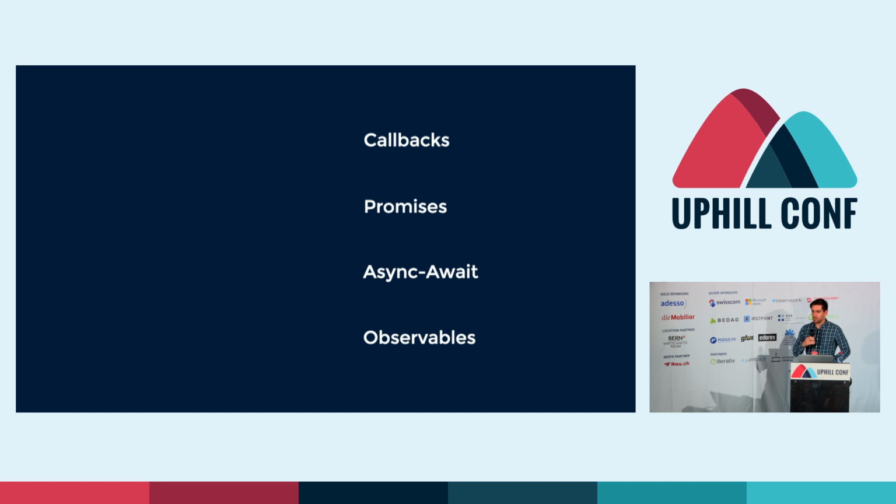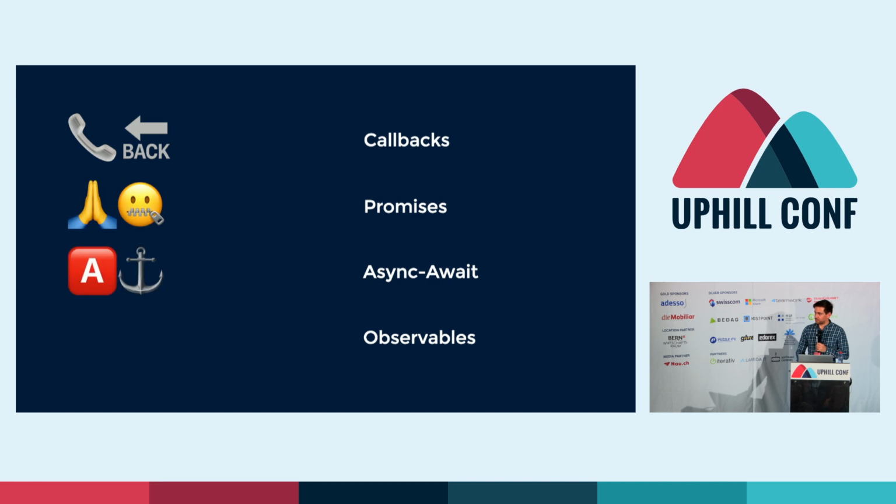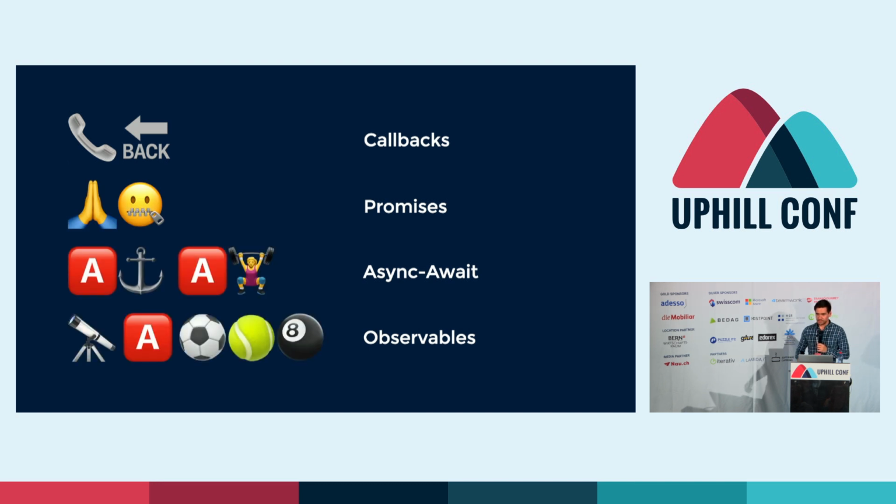There's many different ways that we could represent these events and changes in state over time. And this is part of the problem too, where we have callbacks, we have promises, we have async await, and we have my favorite, observables. They talk about just the different ways that we handle events and changes in state over time.